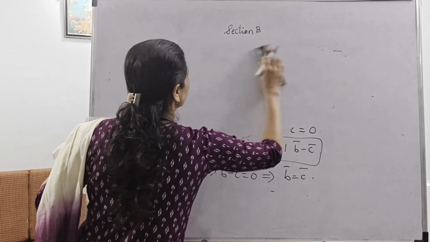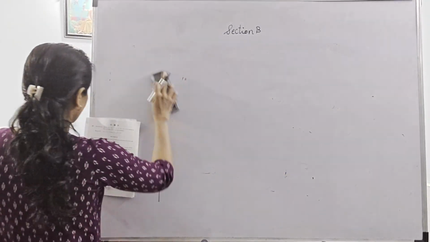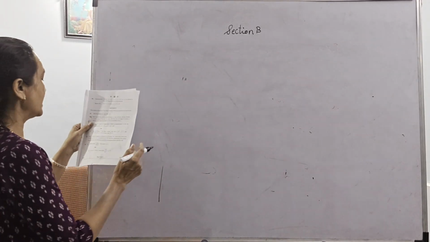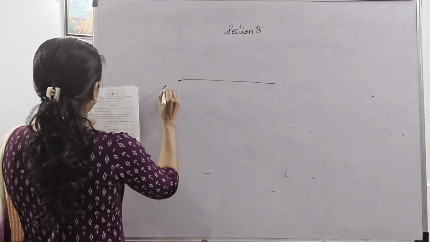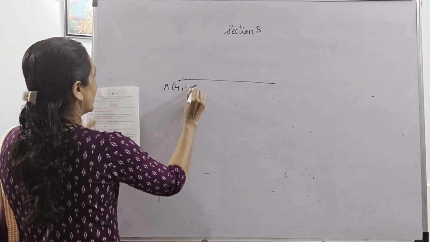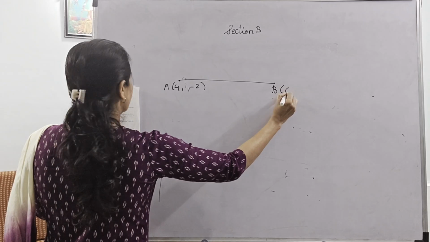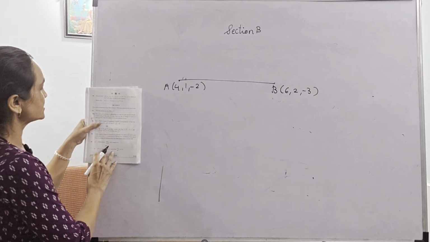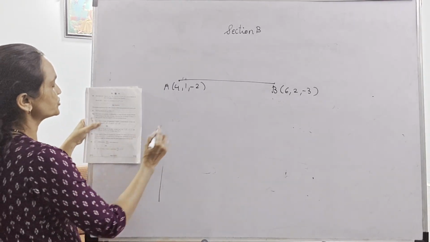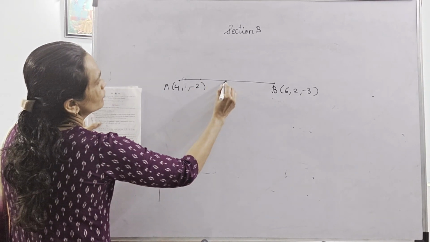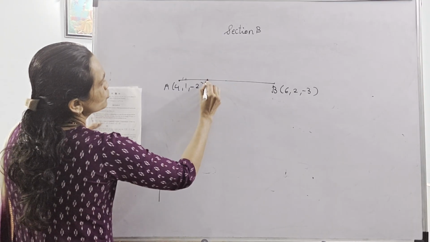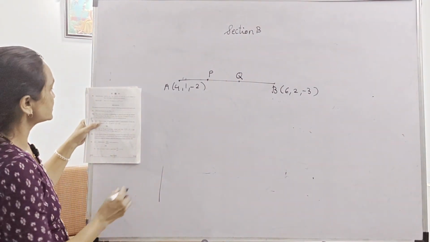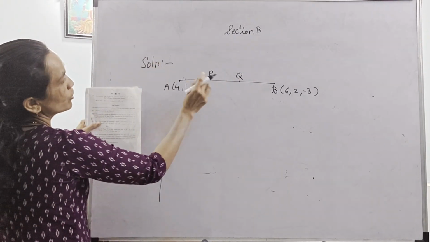Now question number 24. A man needs to hang two lanterns on a straight wire, and the end points are A (4, 1, minus 2) and B (6, 2, minus 3). Find the coordinates of the points where he hangs the lanterns such that these points trisect the wire. So the wire is getting divided into 3 equal parts: 1, 2, 3. So P and Q are the points, and we have to find out the coordinates of P and Q.